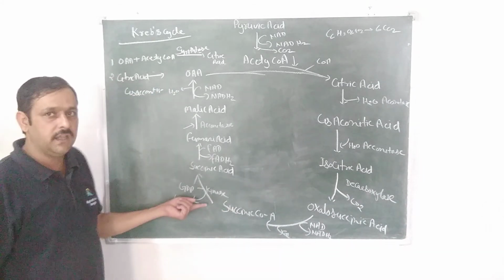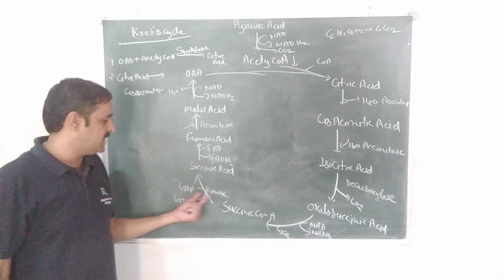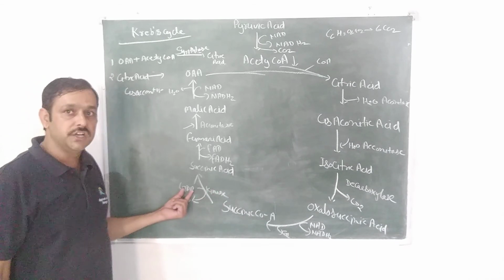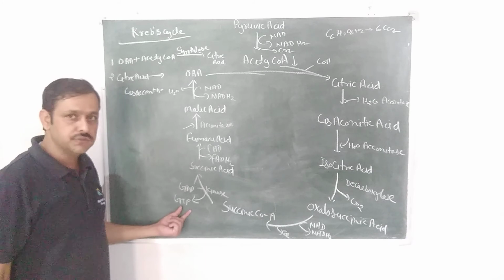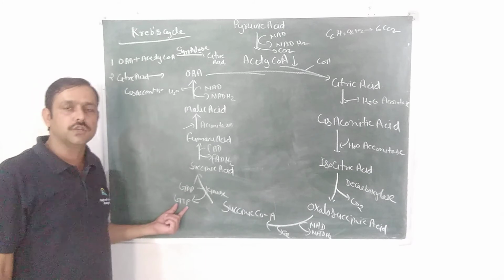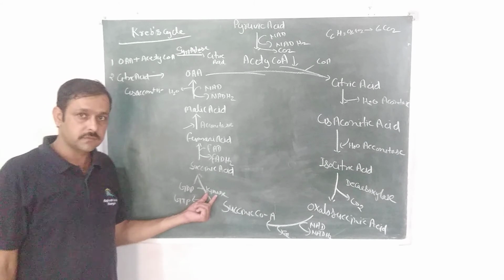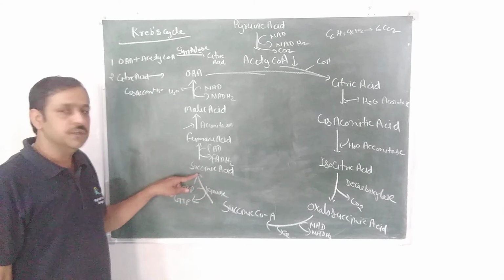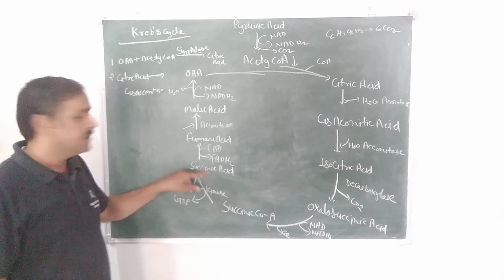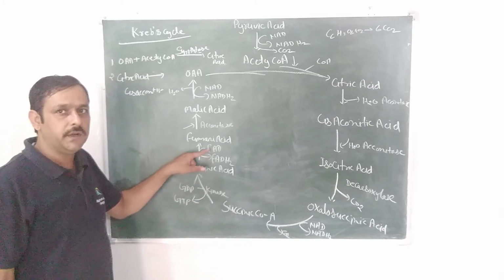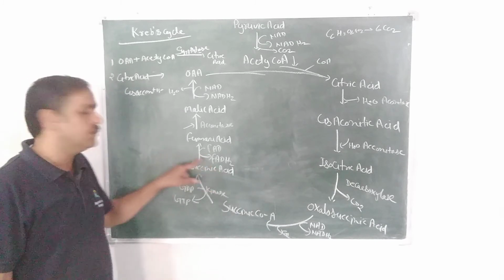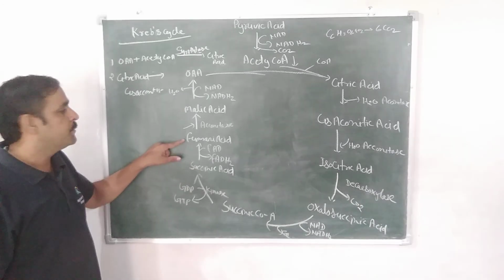Succinyl coenzyme A, in the presence of kinase enzyme with the help of GDP, GDP is converted into GTP, and this is the synonym of ATP. So here the enzyme kinase comes. It converts into succinic acid. Succinic acid reacts with FAD, converts into FADH2 and makes fumaric acid.